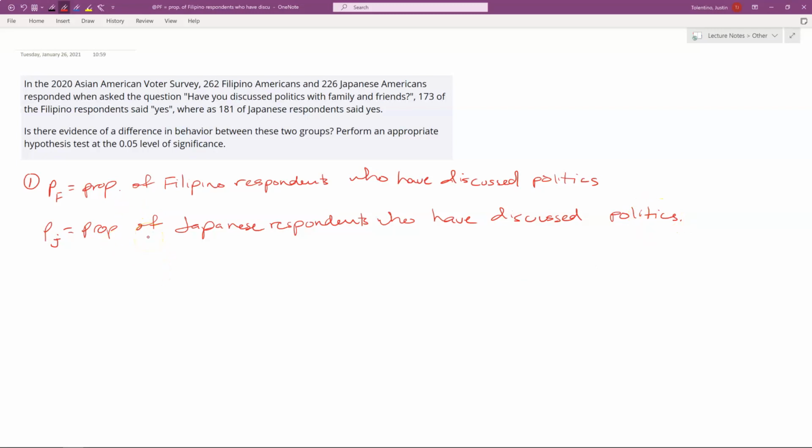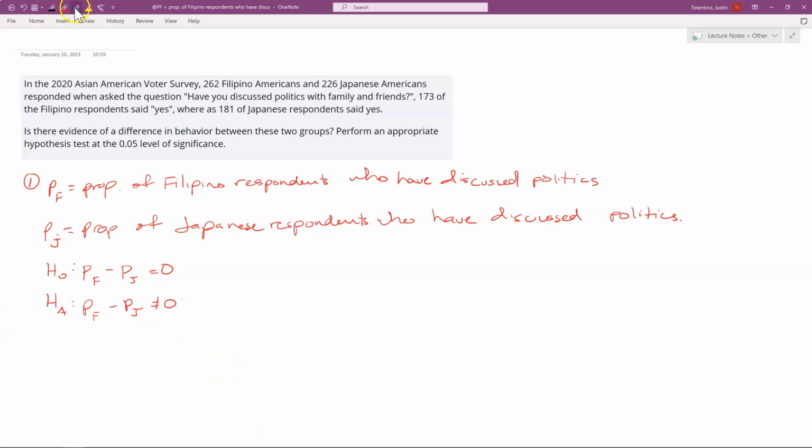What are we trying to test? Is there a difference between these two groups? Let's find out by writing our hypotheses. We're assuming that there is no difference, so their difference is 0. And we want to see, is there a difference? If we're just trying to say, is there a difference, we're going to use the alternative of not equal to. So we have a two-sided alternative here.